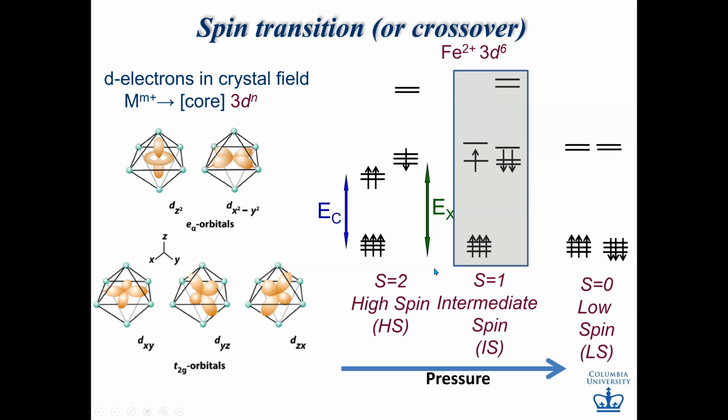You could have a configuration like this, with 4 up and 2 down, until at the highest pressure the crystal field splitting is so large that you have all electrons in the spin-down state with S equals 0. High spin, S equal 2, then the intermediate spin, S equal 1, and S equals 0 is the low spin. The intermediate spin state has very high energy. It's a metastable state one can find, but it does not play an important role here.